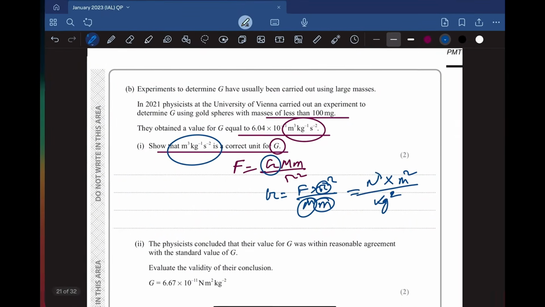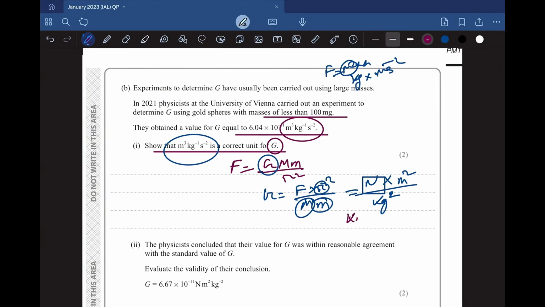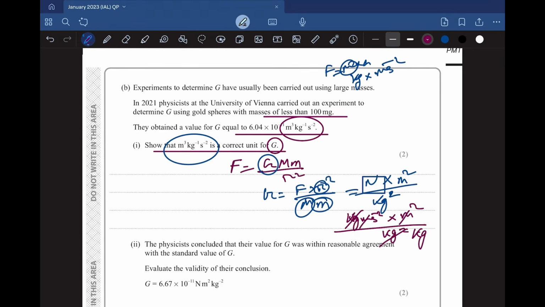Now this Newton needs to be converted into its base units, right? We know Newton means force, and force is equal to mass times acceleration, and mass is kilogram and acceleration is meter per second squared. So we'll write kilogram meter per second squared multiplied by meter squared divided by kilogram squared. This kilogram and one of these kilograms will get cancelled out, so there will be only 1 kilogram left. And this m and this m will get cancelled out, so there will be only 1 m left. So the things left are s minus 2 into m divided by the kilogram.